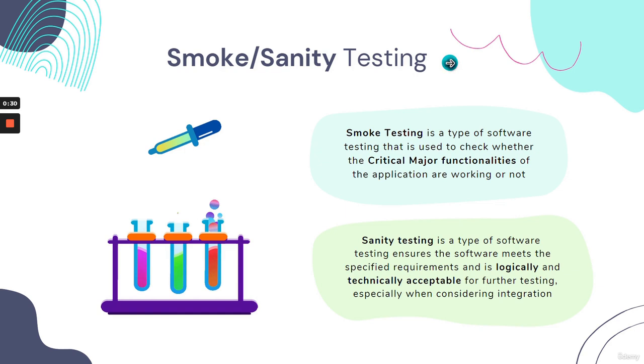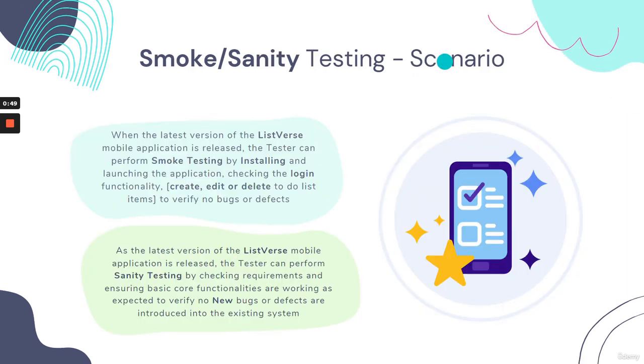Sanity testing is a type of software testing that ensures the software meets the specified requirements and is logically and technically acceptable for further testing, especially when considering things like integration with more advanced and other components. Let's look at an example of smoke or sanity testing.